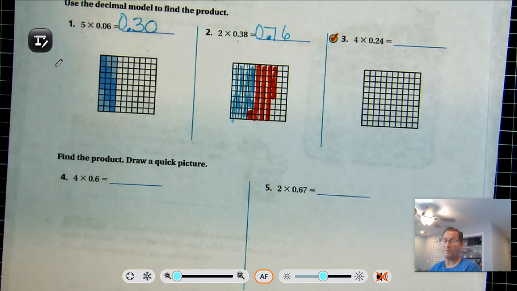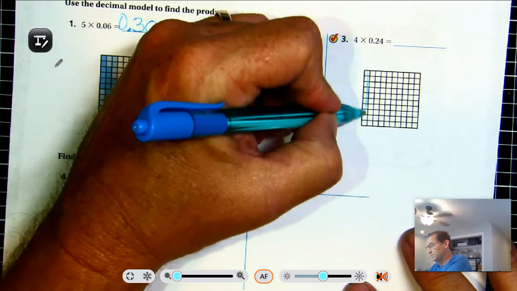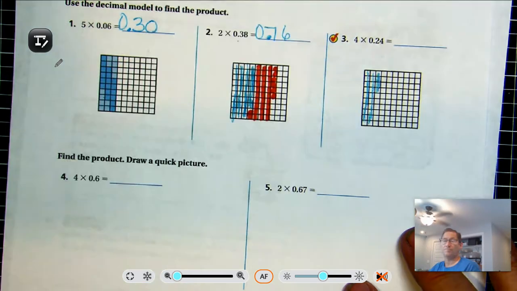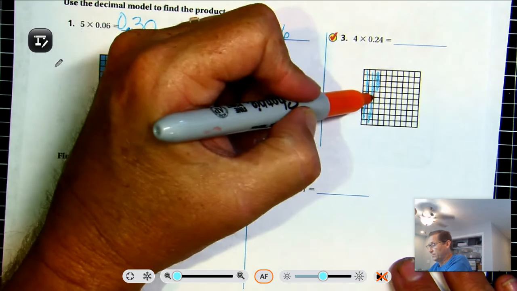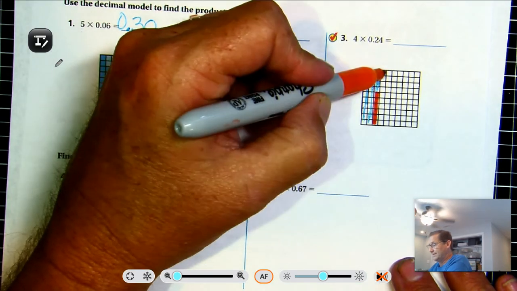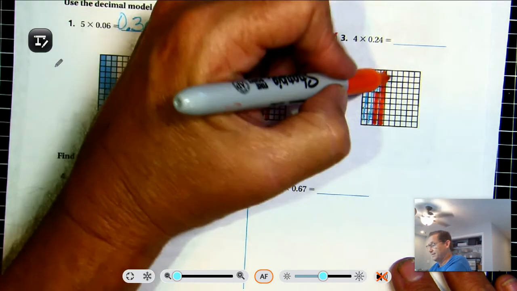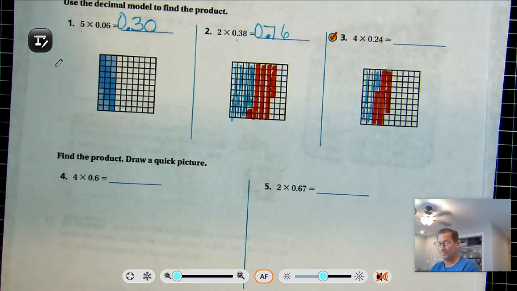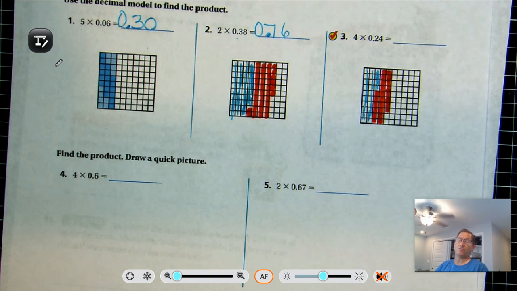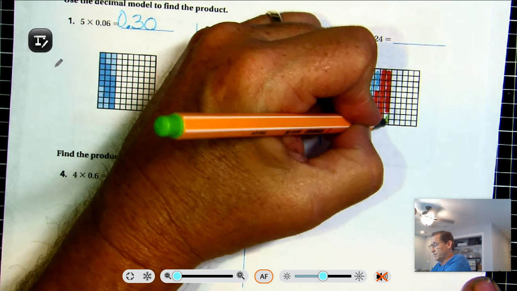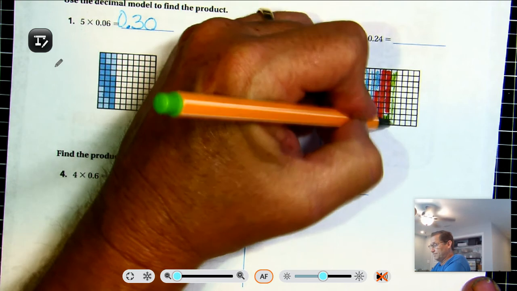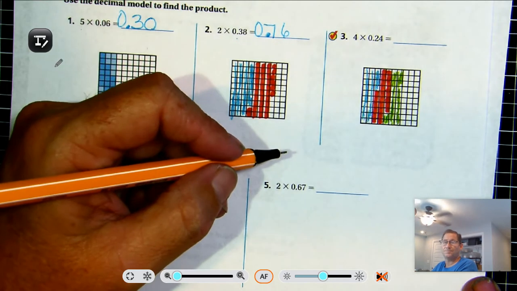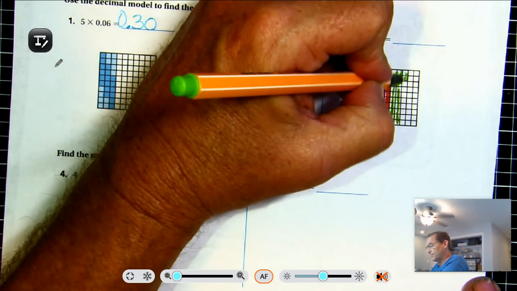Number three, we have four groups of 24 hundredths. So there's 10, 20, 24. We need another group of 24. So 2, 4, 6, 16, 18, 20, 22, 24. That's only two groups of 24 hundredths. We need four groups. So there's 2, 12, 22, 24.